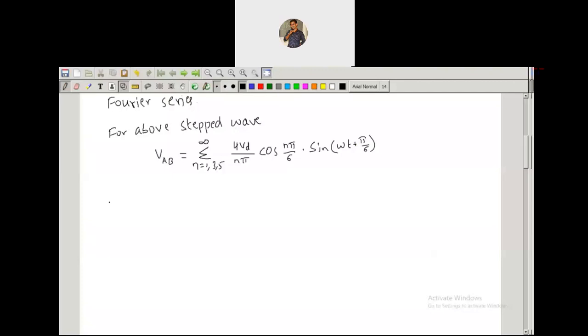Let's solve this equation. Let me evaluate the summation. By evaluating the summation, we are going to get the line voltage VAB is equal to, and I will substitute the values of n equals 1, 3, 5, 7, 9 like that up to infinity. So with that substitution, let me write down this equation. That is 4VD by n equals 1, pi into cos pi by 6 as n equals 1, into sine omega t plus pi by 6.